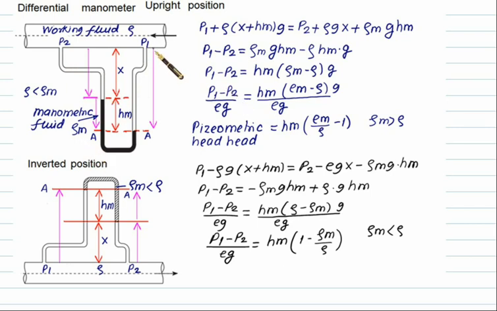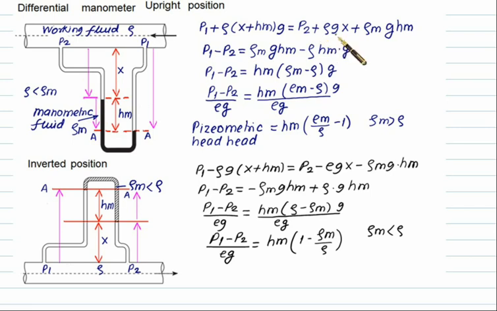Start with P1. From P1 we are moving downward by a height equal to x plus hm. Since we are moving downward, we write a positive sign. This density is equal to rho. The column change is x plus hm multiplied by g. The pressure at this point and the pressure at this point are the same, but we have a different density of fluid. Otherwise, we can write from this side the balance. We have P2 and you are moving downward by a column equal to x of density equal to rho.